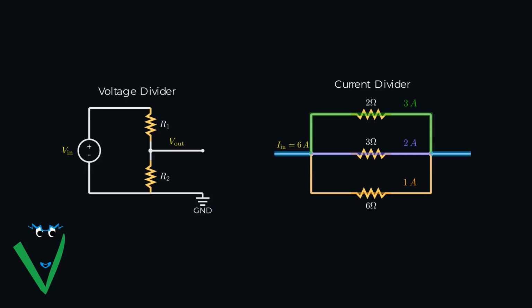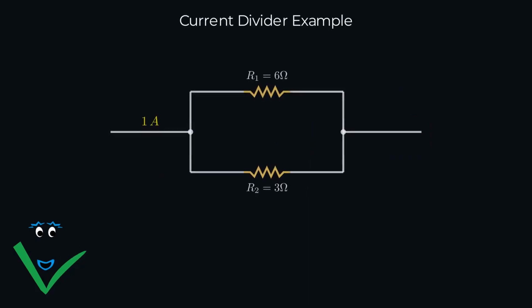A voltage divider uses resistors in series to divide voltage. A current divider uses resistors in parallel to divide current. To understand why, let us start with a simple parallel circuit. Here we have a current of 1 amp entering a junction. From this junction, there are two branches. The first branch has resistor R1, which is 6 ohms. The second branch has resistor R2, which is 3 ohms. After passing through the resistors, the two branches meet again and the current continues through the circuit.